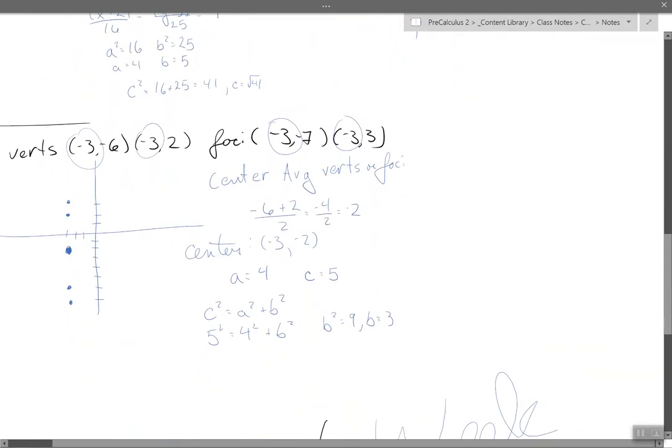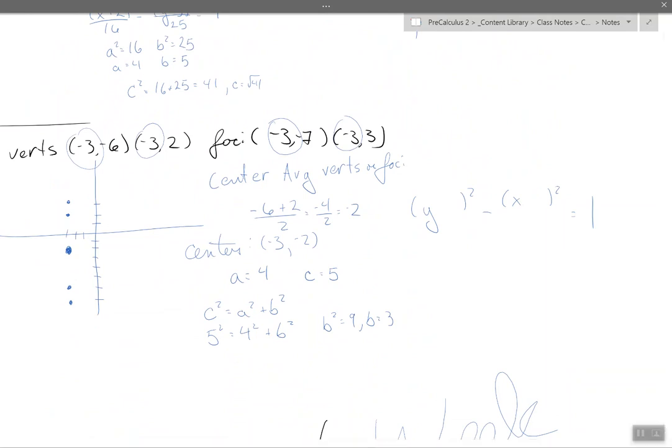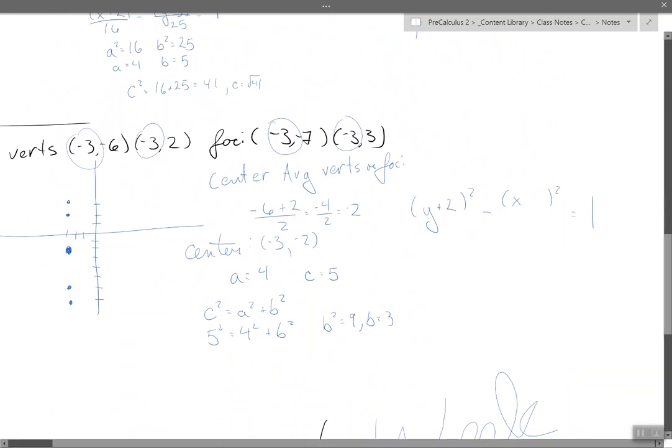So we're going to have y quantity squared, minus the x quantity squared, equals 1. Okay, so now we need to put in the center, and it's going to be the opposite. So if the center is at the y coordinate -2, that means we're going to put plus 2 into the y parentheses. Same thing for the x. Since it's at -3, we're going to put in plus 3.